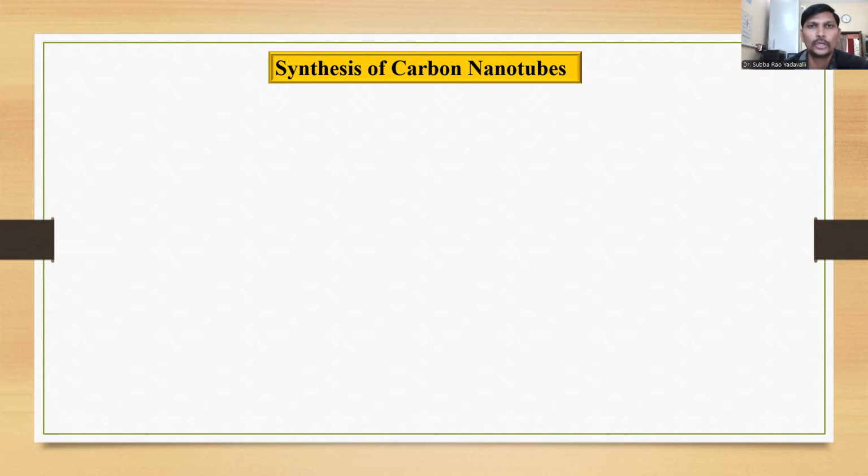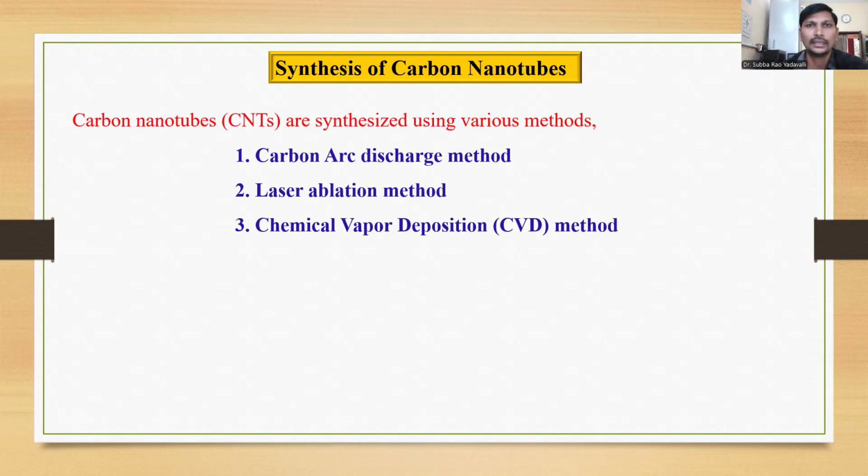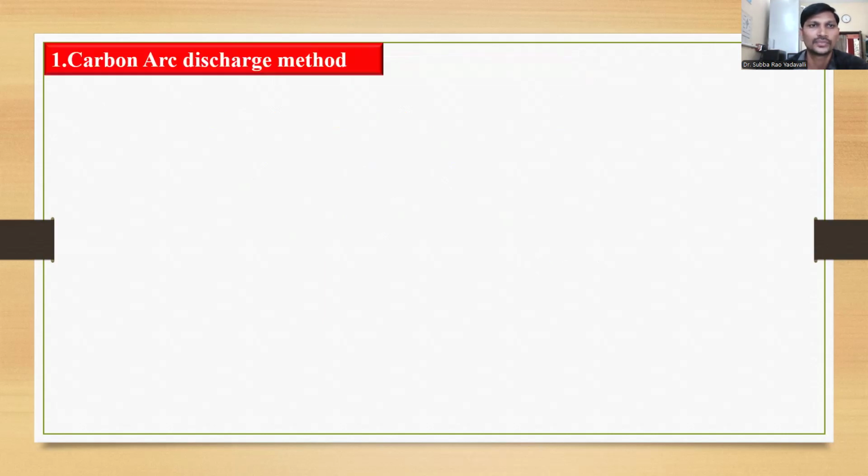In this video, I am going to explain synthesis of carbon nanotubes. There are three methods available for the synthesis of carbon nanotubes. They are carbon arc discharge method, laser ablation method, chemical vapor deposition method, also known as CVD method. Now coming to the first one, carbon arc discharge method.